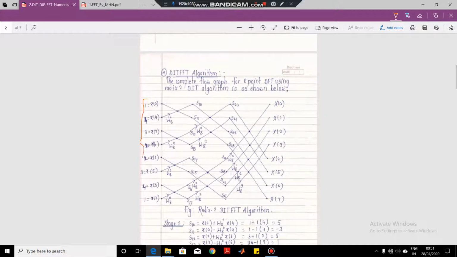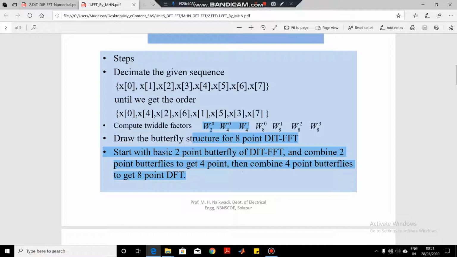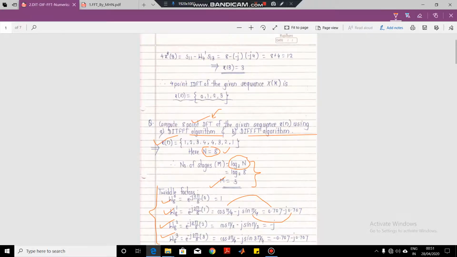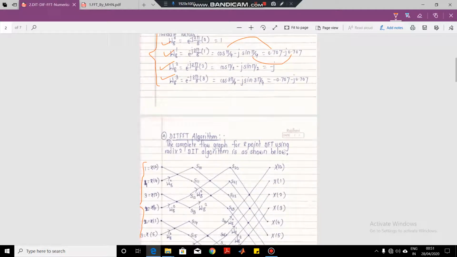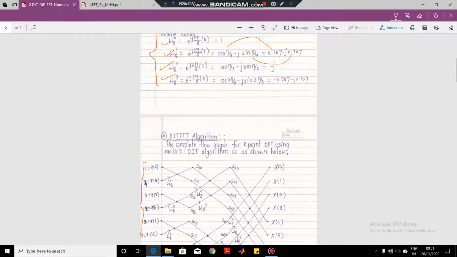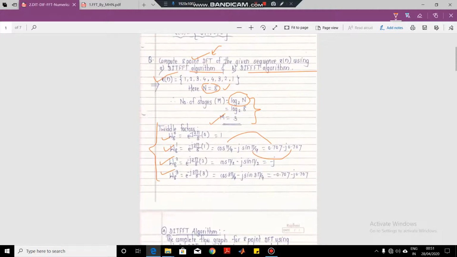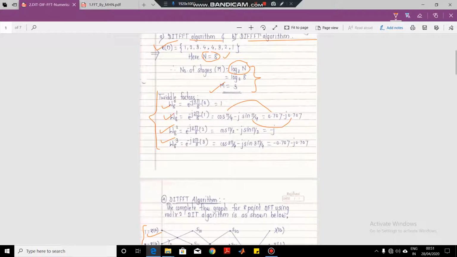Now if you see here, the input sequence is in the bit reversed order. That was our step: decimate the given sequence and write the input in the bit reversed order. So 0 1 2 3 4 5 6 7 is written as 0 4 2 6 1 5 3 7. What is the first sample? It is 1. What is the fourth sample? 0, 1, 2, 3, 4. So this is 4. So first 1, then 4, and then 3, and then 2. So 1, 4, 3, and 2.